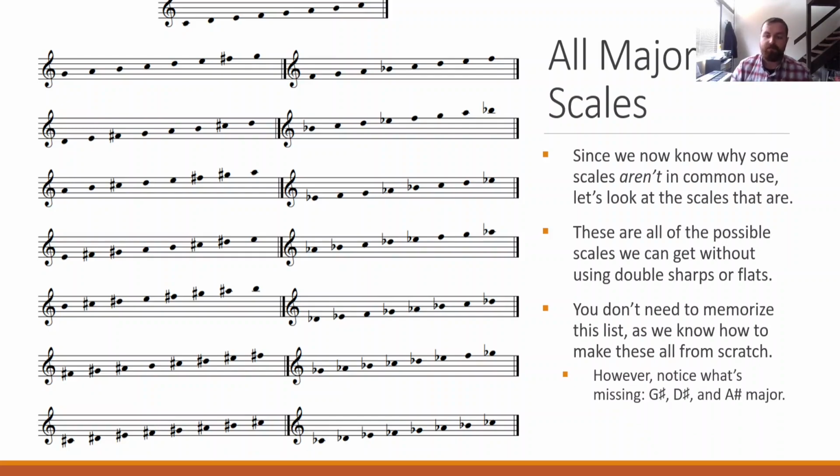You don't need to memorize this list because we know how to make these all from scratch. But if you wanted to, you could. I mean, performers will practice these scales so much that they become just second nature and they're very intuitive. And then there's a couple that are specifically missing. Notice that there's no G sharp major, there's no D sharp major, and there's no A sharp major. All of these will use their enharmonic equivalents over here: B flat for A sharp, A flat for G sharp, and finally E flat for D sharp, for instance.